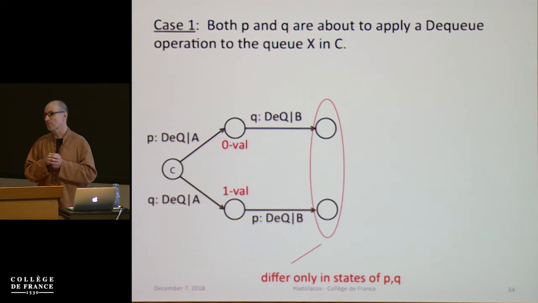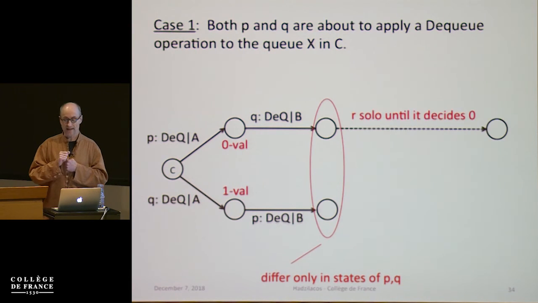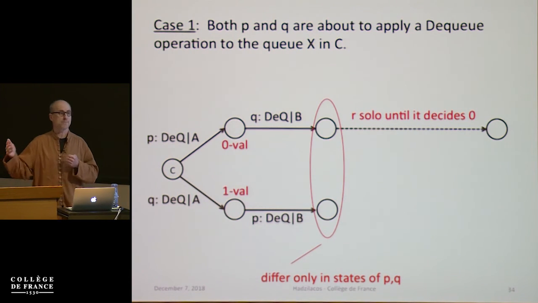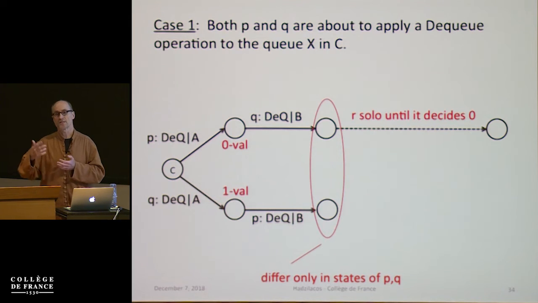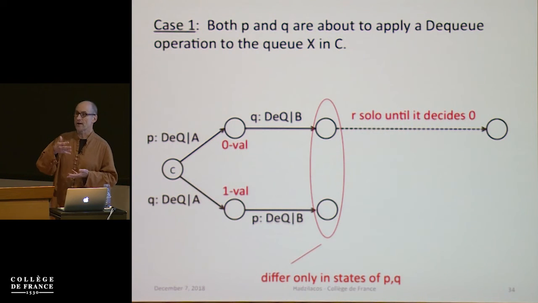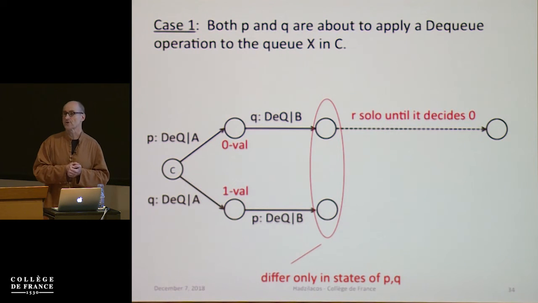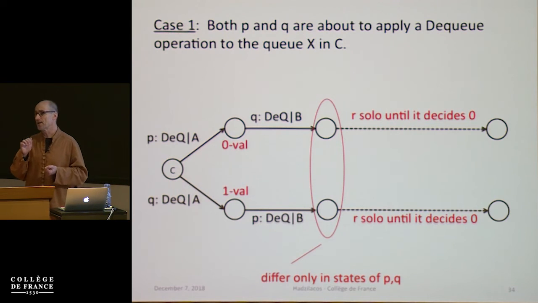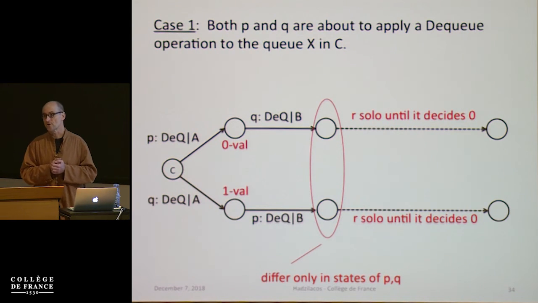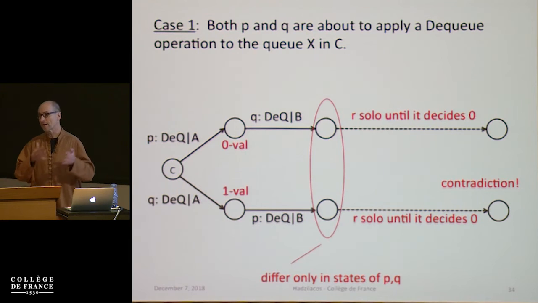That's bad news because we have a third process, R, that's supposed to be able to tell the difference between these two configurations. So we're going to let this process R take steps all by itself until it decides, starting from the top configuration. Because this follows a zero-valent configuration, it will have to decide zero. But because the two configurations that I have circled there differ only in the states of processes P and Q, and these processes do not take steps in this execution of R, it's only steps of R, exactly the same steps are applicable starting from the bottom configuration. So R will again decide zero. Well, that's now a contradiction because it decides zero following a one-valent configuration.